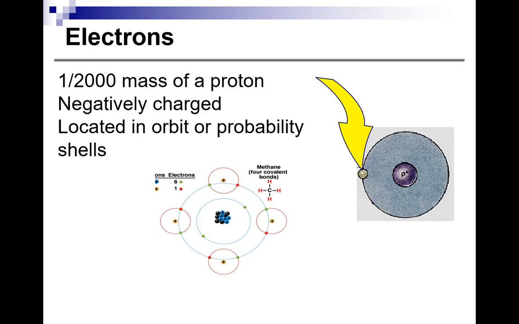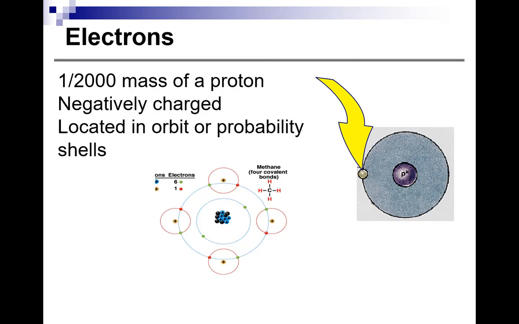An atom is going to have the same number of protons and electrons. So an atom is electrically neutral because the electrons and the protons always equal each other out. The electrons are not found in the nucleus. Protons and neutrons are in the nucleus, in that center.